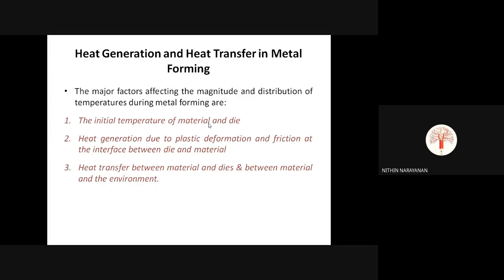Likewise, heat transfer between the material and the environment. So the magnitude and the distribution of temperature will depend on these; these are the factors which are affecting the magnitude and distribution of temperature during metal forming.